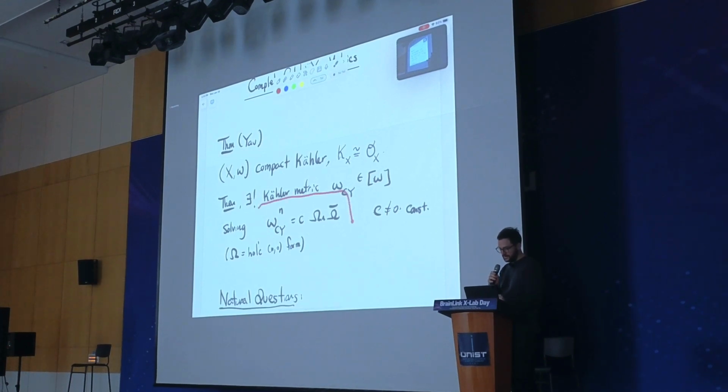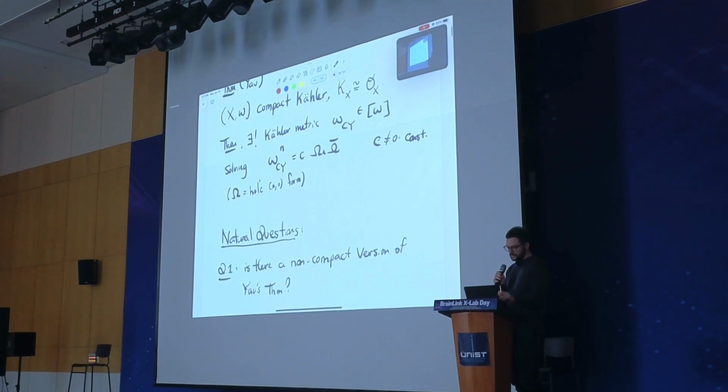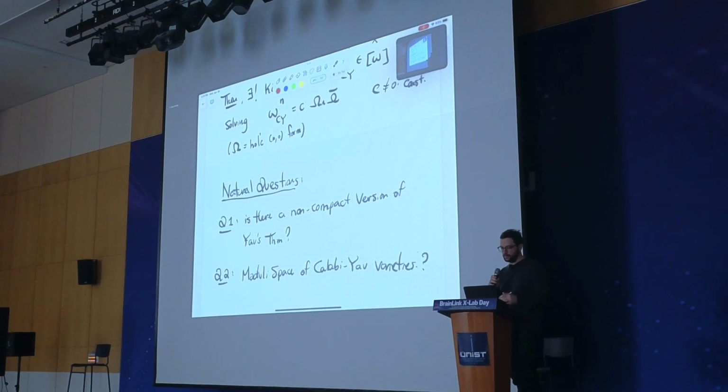So let me use red. So this is the complex Monge-Ampere equation, and this, of course, implies in particular that the associated Riemannian structure is Ricci flat. So following Yau's solution of the Calabi conjecture, there were two very natural questions that came up. So the first was whether there's a non-compact version of Yau's theorem. So that was in fact already proposed essentially in Yau's paper where he solved the Calabi conjecture, and he already began making progress on that problem.